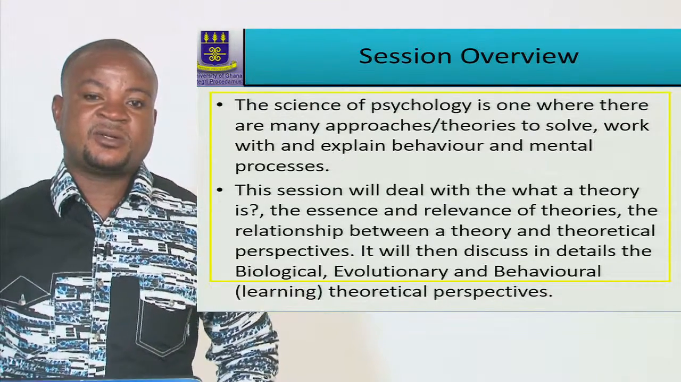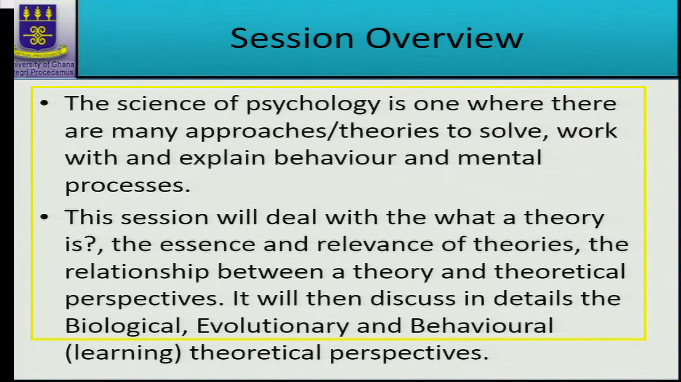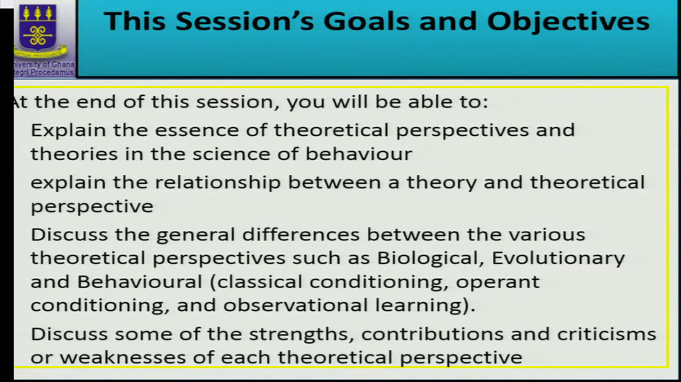The science of psychology is one where there are many approaches or theories that we work with, which we use to explain human behavior and mental processes. So this section will deal with what a theory is, the essence and relevance of theories, the relationship between the theory and theoretical perspective, and then we'll look at several of the theoretical perspectives that we have in psychology. We'll deal with part, and then in the next section we'll deal with the rest.